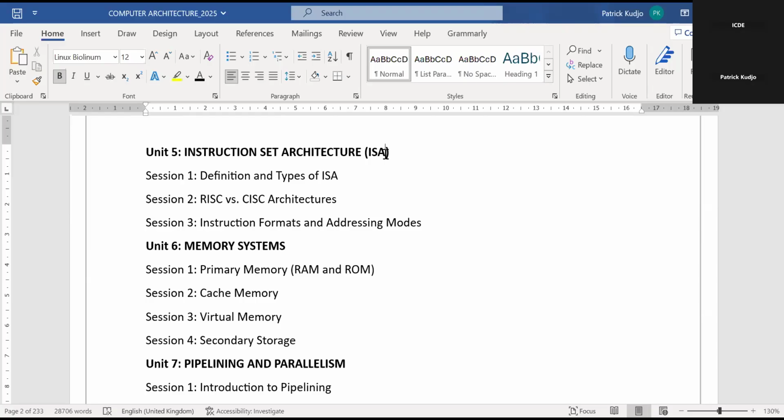And your presentation should also have an outline. So if you are coming to present on instruction set architecture, what is the outline for the presentation? So maybe an introduction, you will talk about this, you will talk about that. These are the things I expect you to include in your presentation.